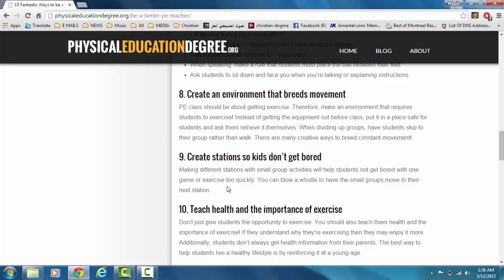The ninth point says that you have to create stations so kids don't get bored. If you have multiple group activities, like small group activities, everyone's gonna get playing time. If you're doing a sport where it's a 5-on-5, a big majority of the class is not gonna be playing and they're just gonna be watching. That way, small group activities are a little bit better so that everyone gets to participate.